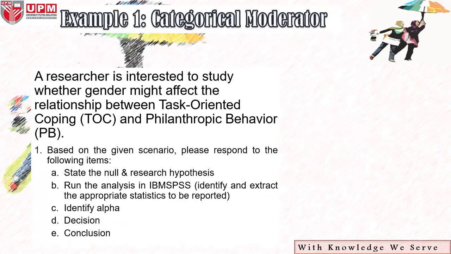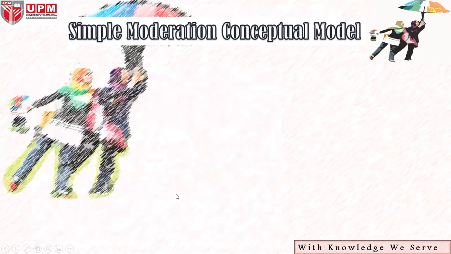Okay, so this is the question. A researcher is interested to study whether gender might affect the relationship between task-oriented coping, the IV, and philanthropic behavior. So our moderator in this case is gender. Based on the given scenario, please respond to the following items. First, state the null and research hypothesis, run the analysis in IBM SPSS, and then identify and extract the appropriate statistics to be reported. Set the alpha, make a decision, and lastly, conclusion.